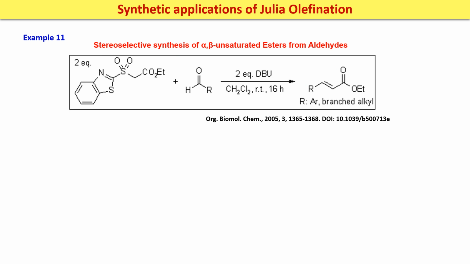Example 11. Stereoselective synthesis of alpha beta unsaturated ester starting from aldehyde. So this is the aldehyde, and if you look at this benzothiazole substituted sulfone, where the carbonyl will be generated here, we already have an ester group present, which will also be maintained in the final product. That is why it is not just an E alkene, it is also an alpha beta unsaturated ester. So if we follow this method, we can make alpha beta unsaturated esters, right?